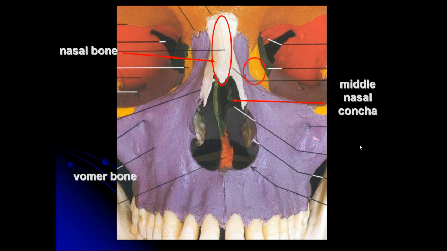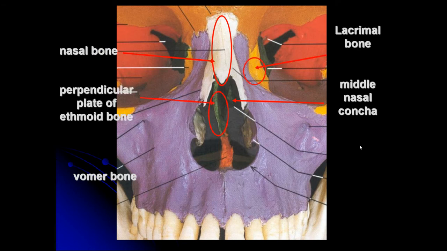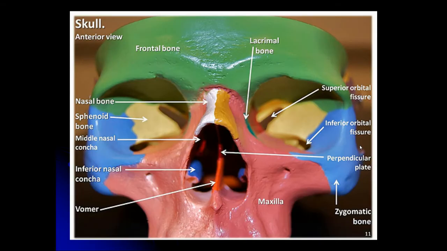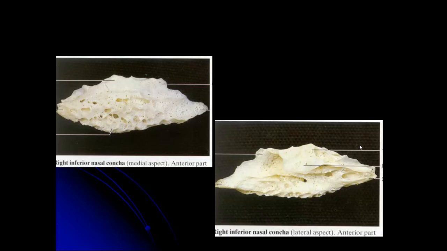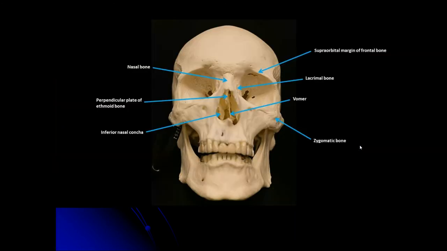So nasal bone, lacrimal bone, perpendicular plate of the ethmoid, vomer, and then you can see the middle nasal conchae and the inferior nasal conchae in this picture. If you take them off and look at them, they look a lot like seashells. And again, that's why they're called concha, or plural is conchae.